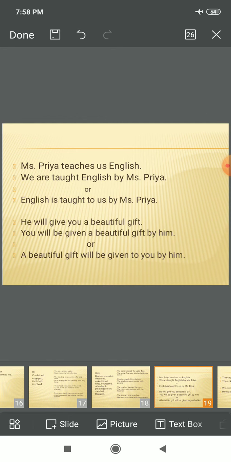Taught to us. Right? Next is, he will give you a beautiful gift. So, can you guess the two objects in this sentence? This is also a sentence with double object. He will give you a beautiful gift. So, children, you is the first object in the sentence and a beautiful gift is the second object in the sentence. Right? You will be given a beautiful gift by him. Or you can say a beautiful gift will be given to you by him. Right?